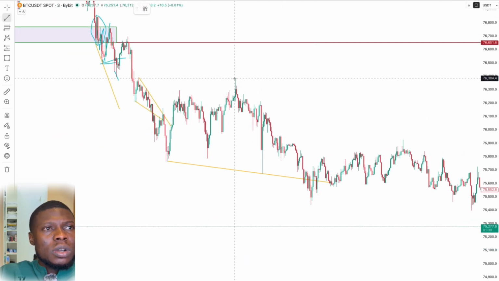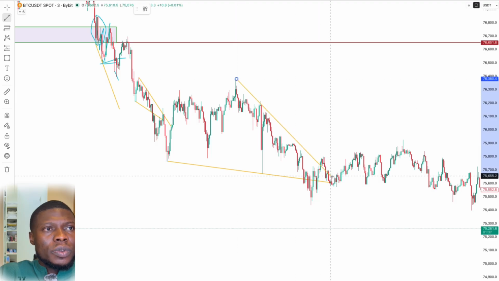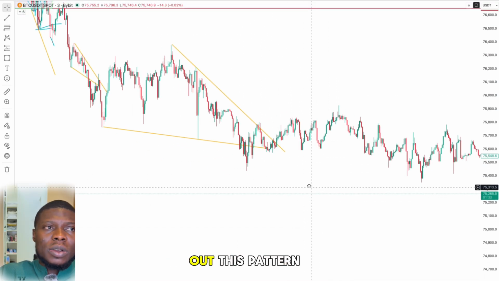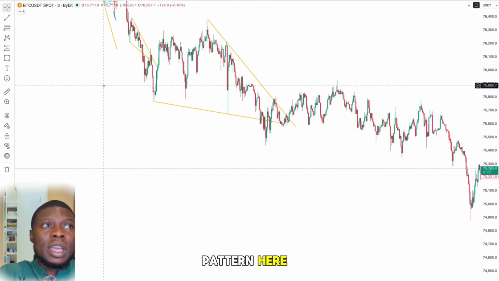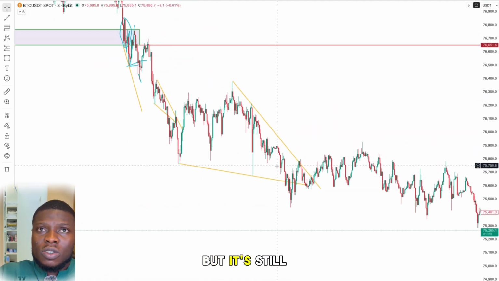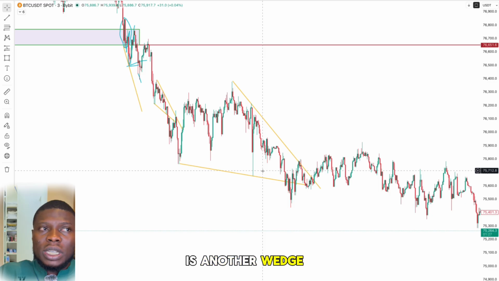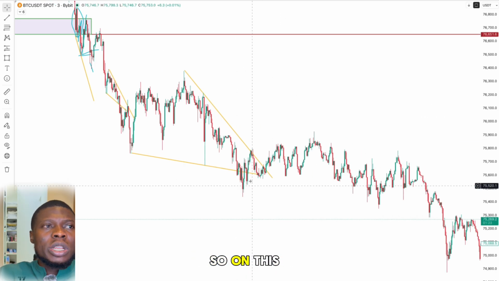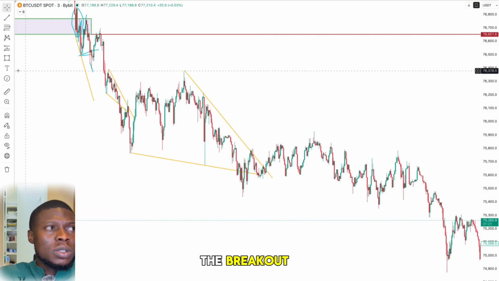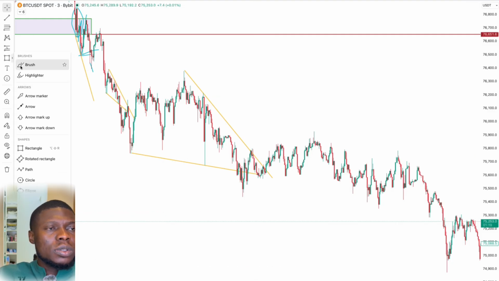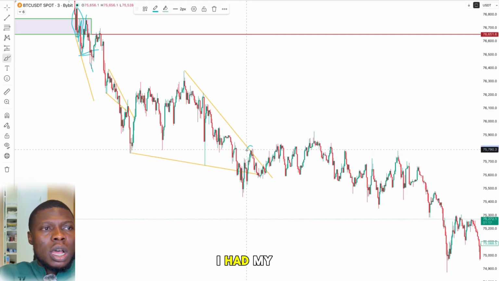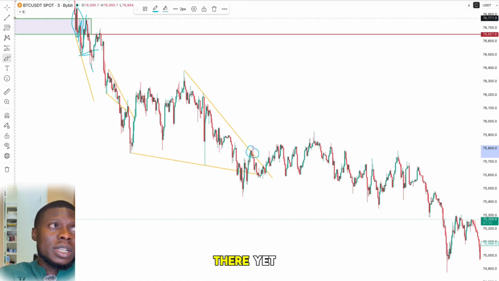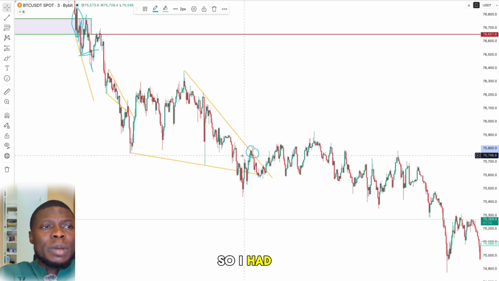Okay, you be careful when marking out this pattern. So I have a bigger chart pattern here compared to what I have here and here, but it's still valid. So this is another wedge again. So after this wedge, there is another wedge. So on this wedge, where was the breakout? I had my breakout here, and the area I'm looking at, we are not there yet.